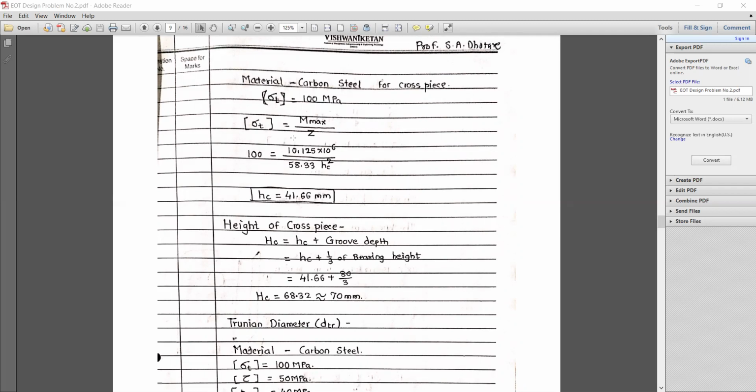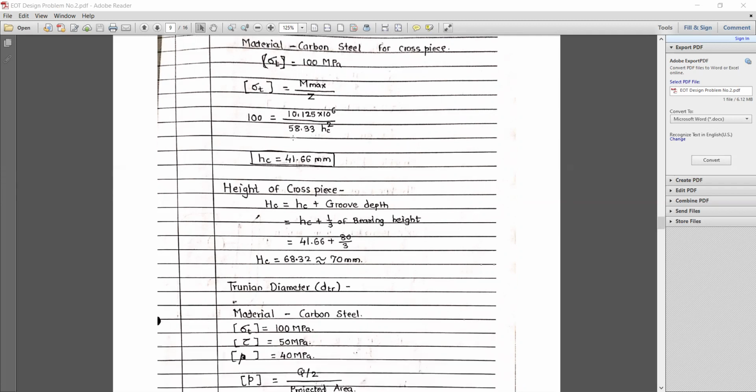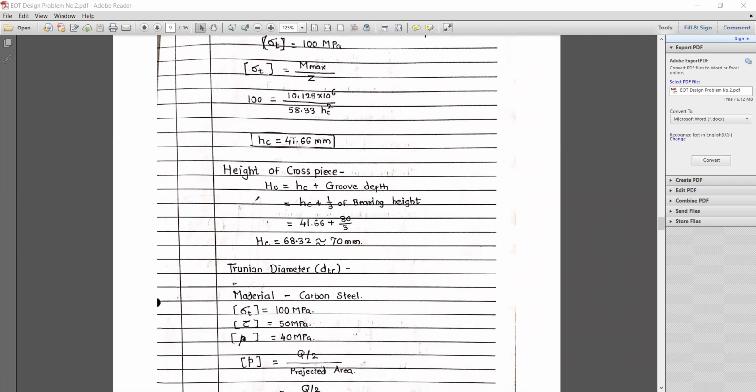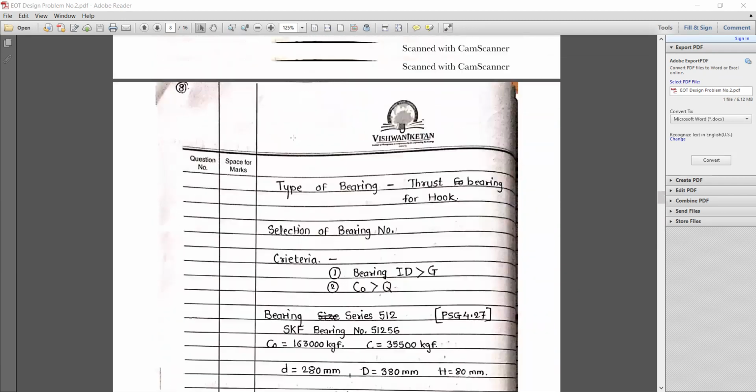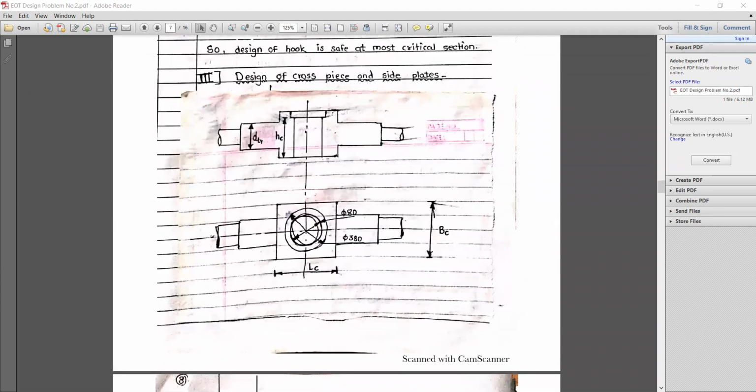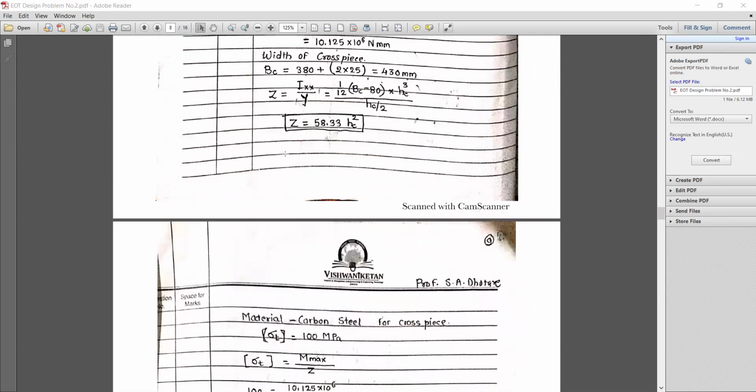Next, for the material, we have considered carbon steel for the crosspiece, with a design sigma t value of 100 megapascal. So sigma is equal to M max divided by Z. We know the values of sigma t and M max, so from that equation we can calculate the value of hc. Putting all the values, we get hc equal to 41.66 mm. This small hc is nothing but the distance below the bearing depth. So we need to calculate the total height of the crosspiece.